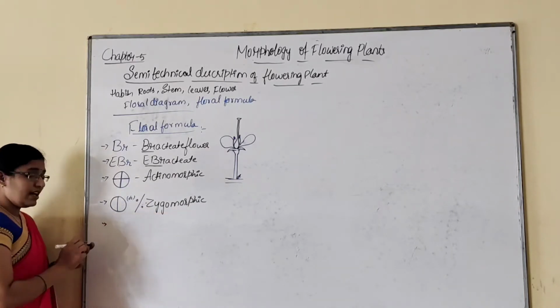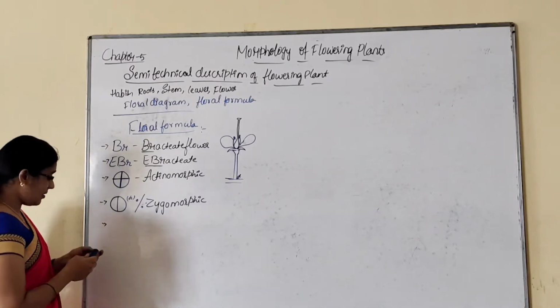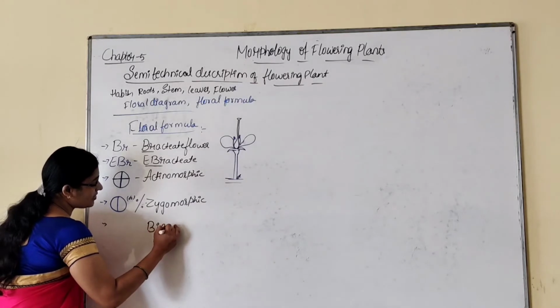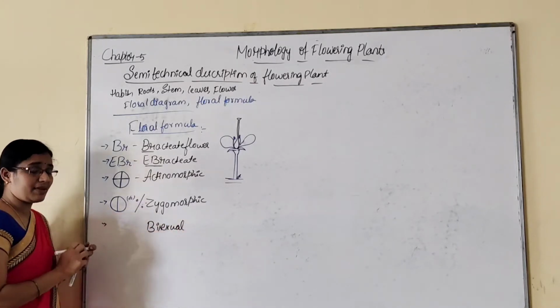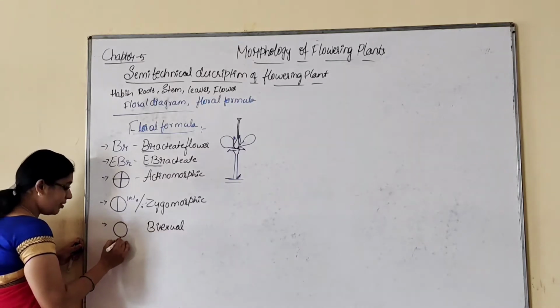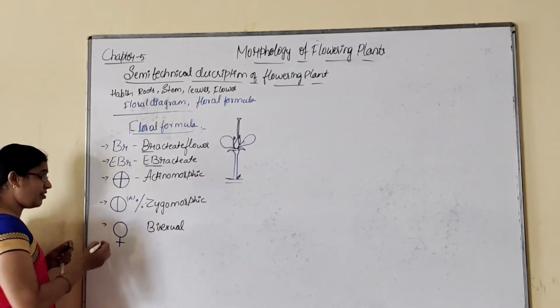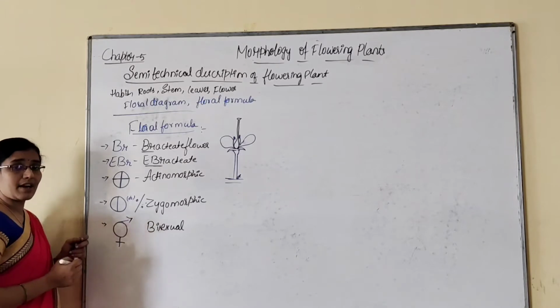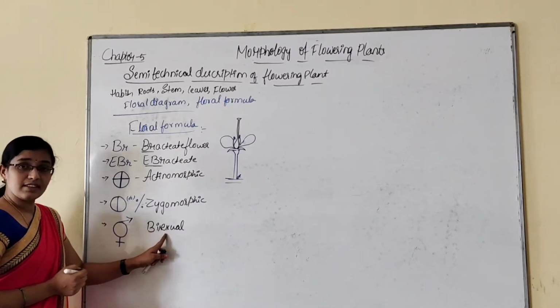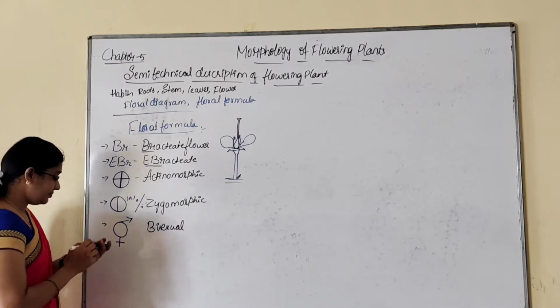And then we have to describe the sexuality of the flower. So whether it is bisexual or unisexual. So how do we represent bisexual symbolically? Here you will write a circle, below that circle a plus, and above you will write an arrow mark like this. So this indicates the bisexual flower.